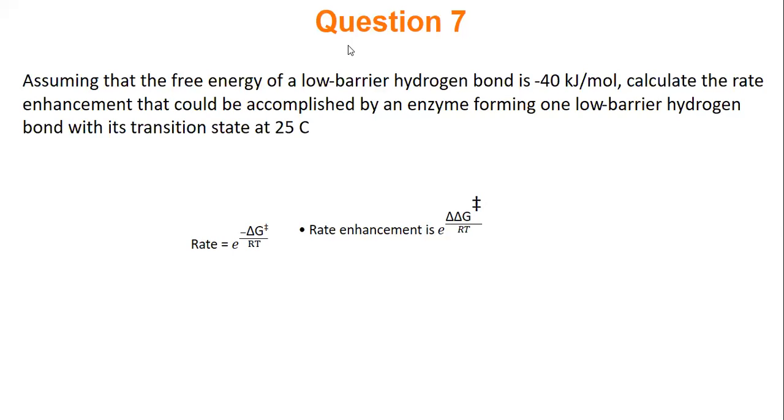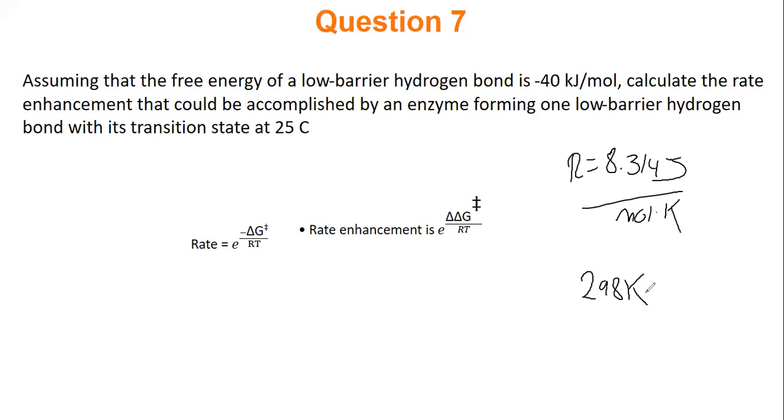All right, so let's see if we can figure this out. So R, see it's not on here, but it was on the previous page. R equals 8.314 joules per mole Kelvin. And 25C is 298 Kelvin. Okay, first thing we should do is convert our delta delta G. So that's what this is. That's saying I'm lowering my reaction by 40 kilojoules per mole.